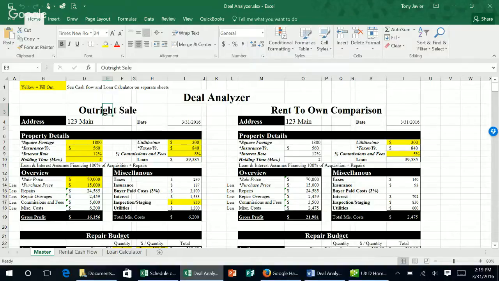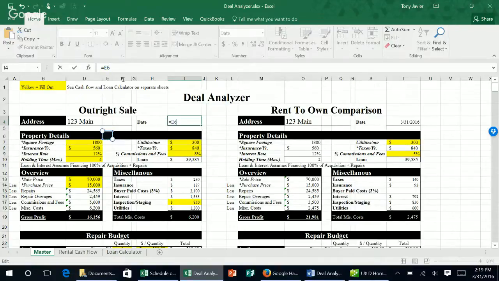All right, so if you see here, the yellow means you need to fill it out. The rest of these here are formulas. So make sure that you do not mess up those formulas, and I'll show you how those formulas are created. So simply fill in the address. This date auto-populates. If you want to change the date here, you can.